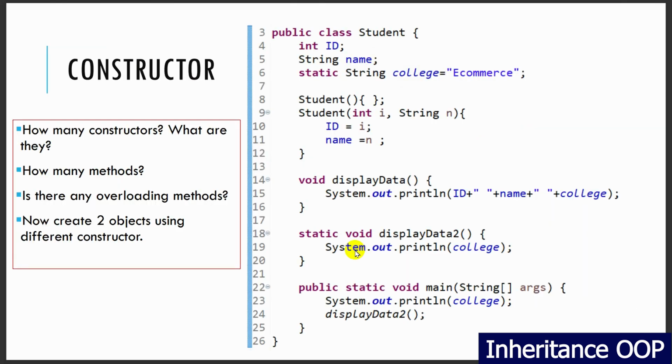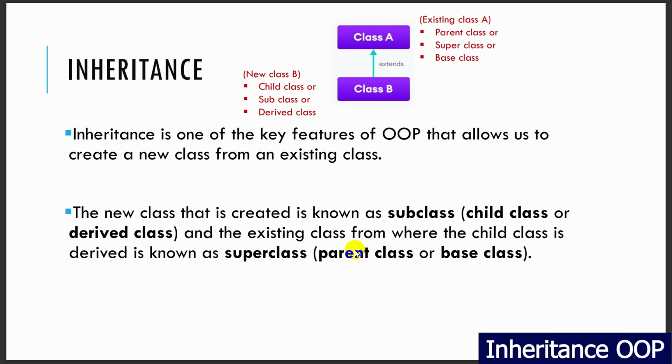And next we will jump to another topic on inheritance. Okay? So inheritance is one of the key features in object-oriented programming that helps us create a new class from an existing class. It means that it allows us to reuse our code.